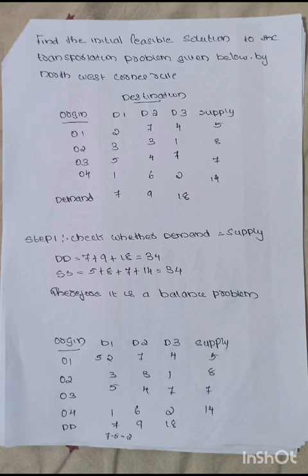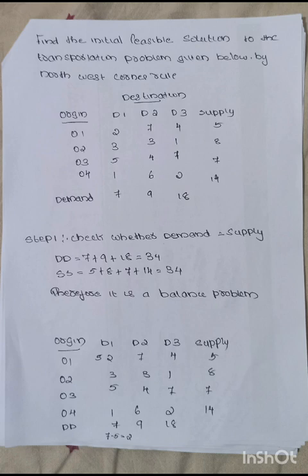The first step of the northwest corner rule is to check whether the problem is balanced or unbalanced. So, we have to check whether the demand is equal to the supply. Here, the demand is 7 plus 6 plus 18 equal to 34, and the supply is 5 plus 8 plus 7 plus 14, which is equal to 34. So therefore, it is a balanced problem.